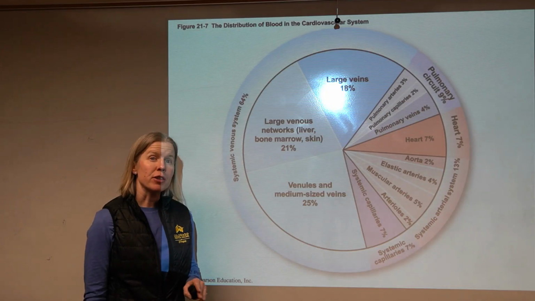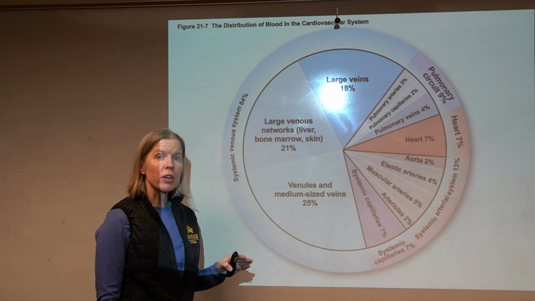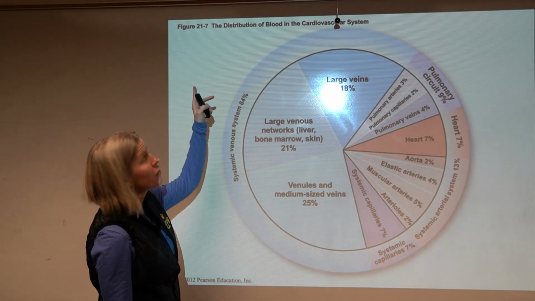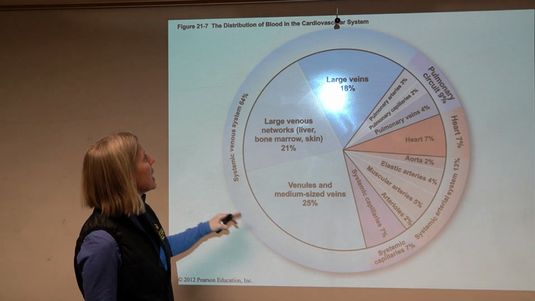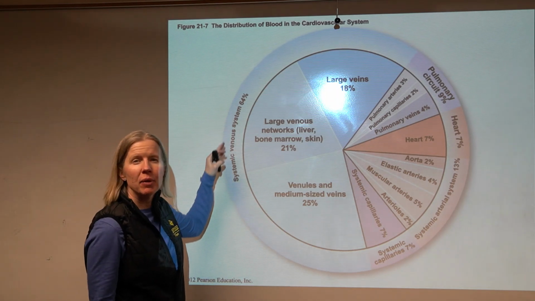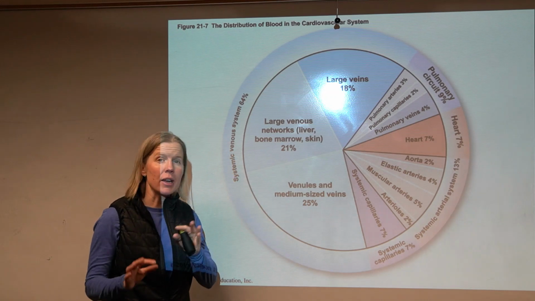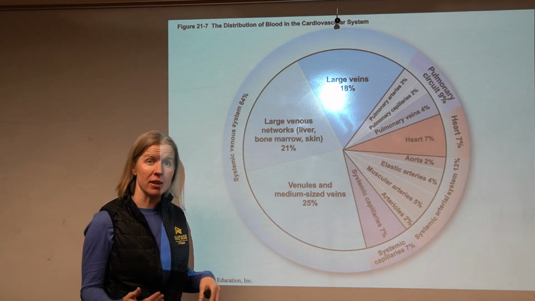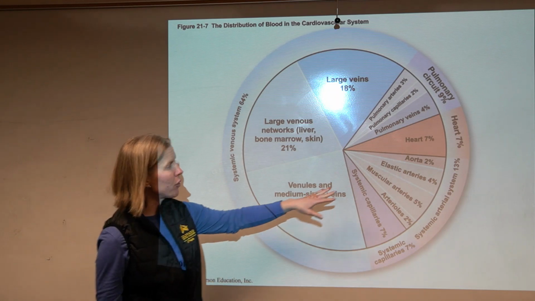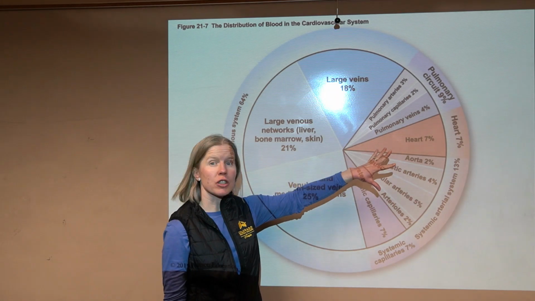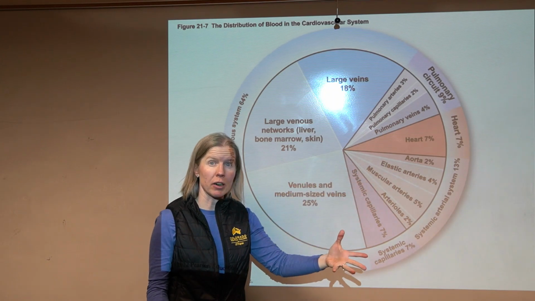Now this is kind of interesting. If you look at the distribution of blood in the body, which figure 21.7 is showing us, what we'll notice here is about 65, maybe 70% of our blood at any time is actually in the venous system. And so that leaves, what, 35% of our blood to be in the heart, in the arterial system, in the capillaries.